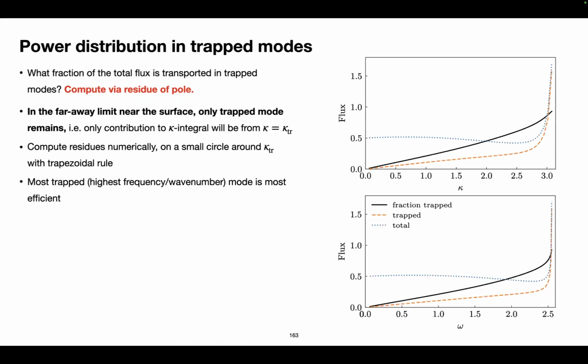We can do that numerically, and the results suggest that the most efficient at transporting power are those modes that are most localized to the surface, those that decay away very quickly. They actually end up being the highest frequency modes. So in industry, this is what you have to optimize for.